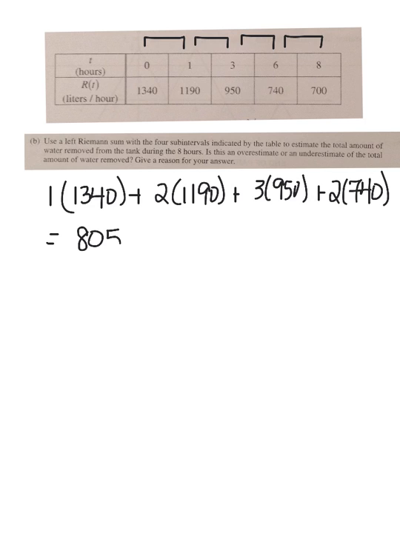Okay, so you should get 8,050, and this is an amount. What we have here, R of T represents liters per hour, which is a rate. But what we're essentially doing by a Riemann sum is we're integrating. So remember, that's always going to leave us with liters.